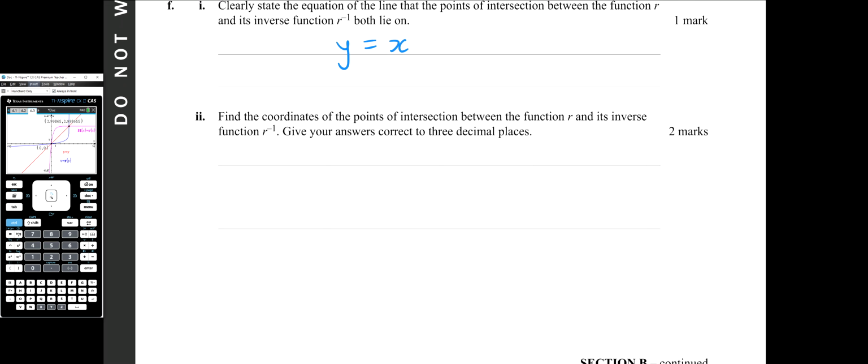So basically we can say, if we take r of x and equate it to r inverse of x, alternatively equate it to x, you'll get the same result in either combination you take. Then what you will get is intersection points at 0, 0 and at 3.999, 3 decimal places we want. So 3.999, comma, and the other one is also 3.999.